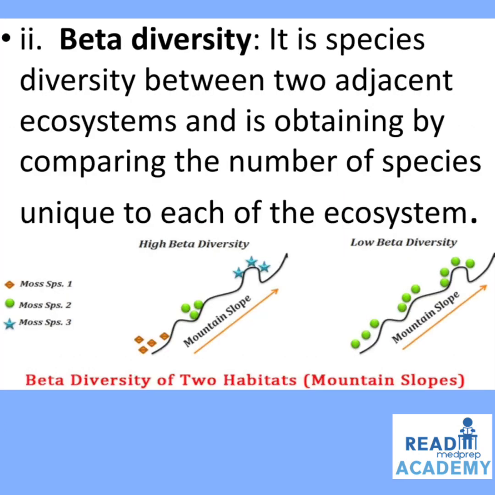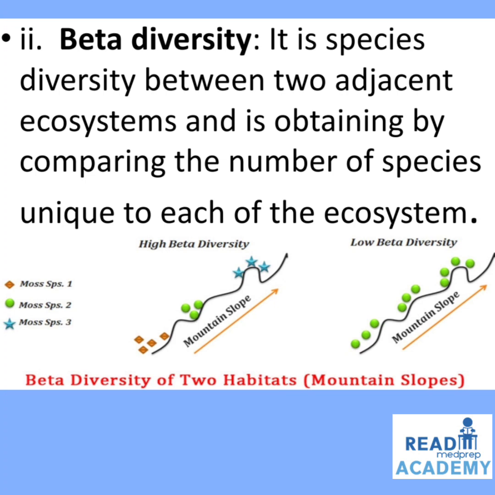Beta diversity is the species diversity between 2 adjacent ecosystems and is obtained by comparing the number of species unique to each of the ecosystems. Here you can see the shapes of the different moss species: moss species 1, moss species 2 and moss species 3, and here the ecosystem is the mountain slope.